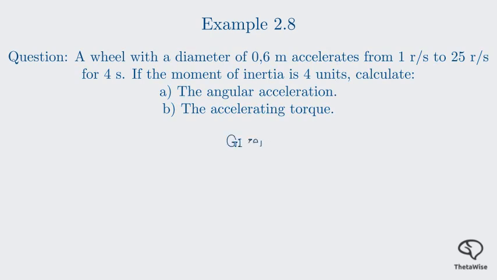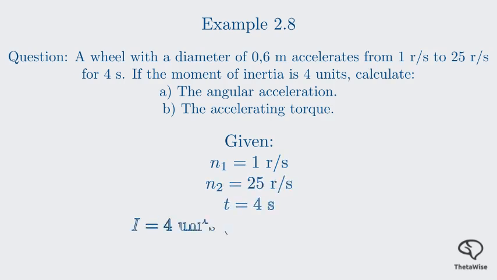First, let's list our given values. The initial frequency N1 is 1 revolution per second. The final frequency N2 is 25 revolutions per second. The time taken t is 4 seconds. The moment of inertia I is 4 units, and we'll use pi equals 3.142.